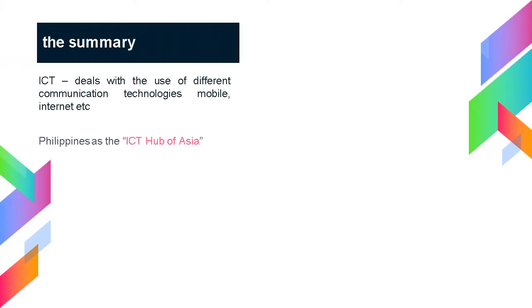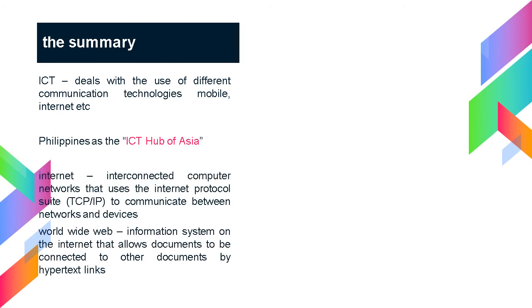The terms being used. Information and communication technologies is the use of different communication technologies such as smartphone, home phone, and internet. The Philippines is dubbed as the ICT hub of Asia. The Internet is interconnected computer networks that use the Internet Protocol Suite, TCP or Internet Protocol, to communicate between networks and devices. World Wide Web: an information system on the Internet that allows documents to be connected to other documents by hypertext links.